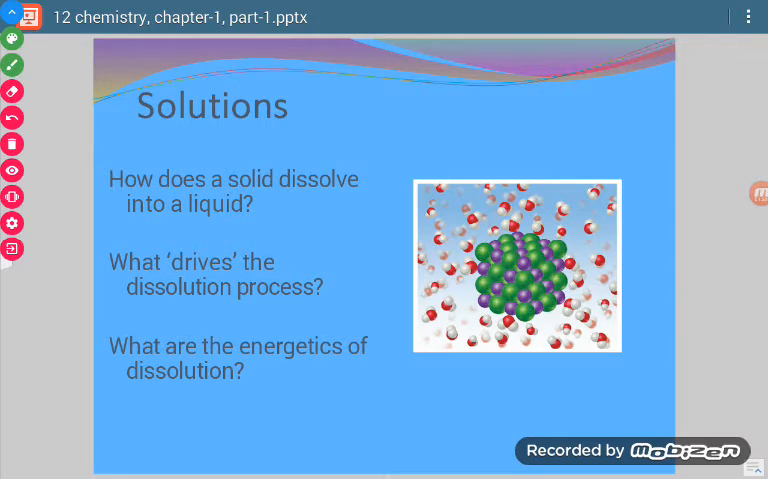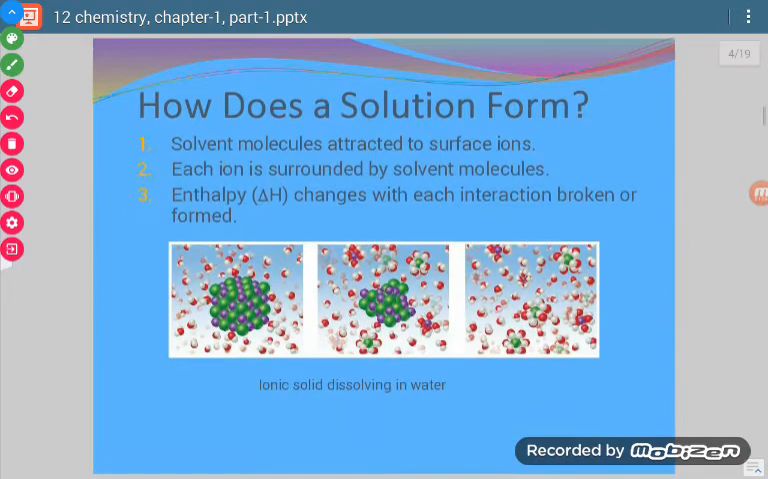Now for solutions, how does a solid dissolve into a liquid? What drives the dissolution process? What are the energetics of dissolution? Now this solute plus solvent which forms a solution, in this particular process we have to study these three things: how does a solid dissolve, what is the driving force, and what is the energetics involved.